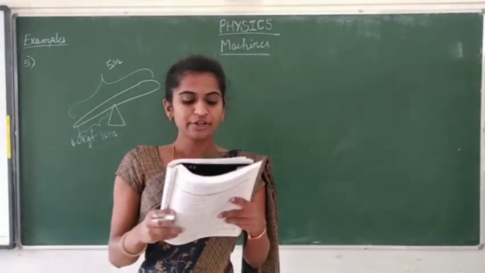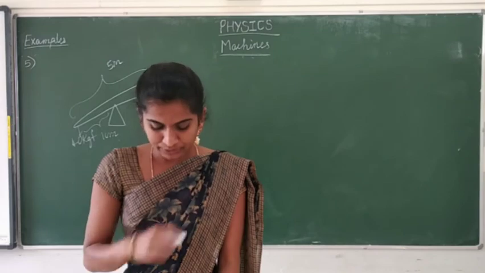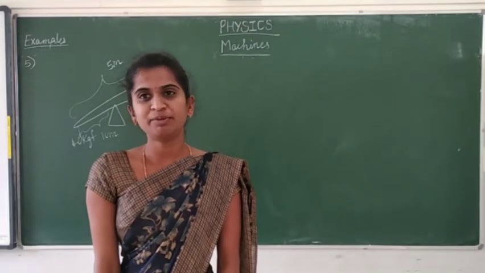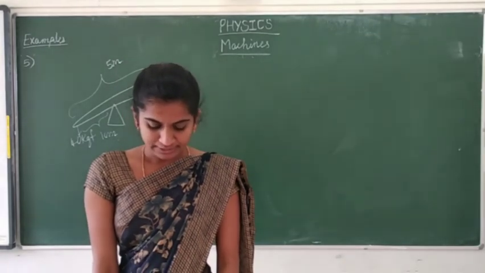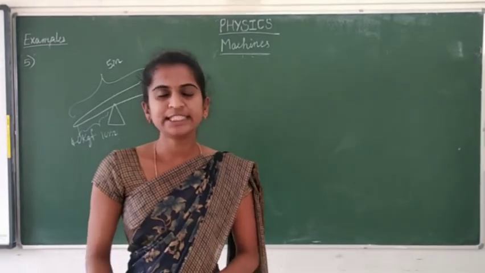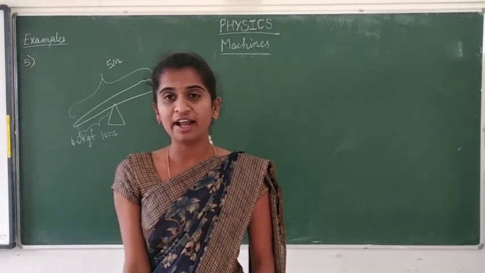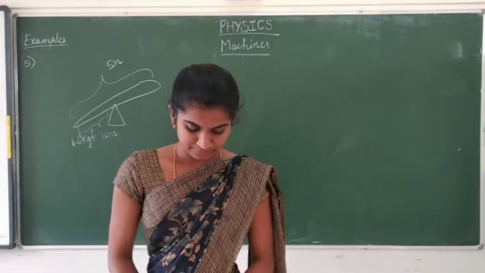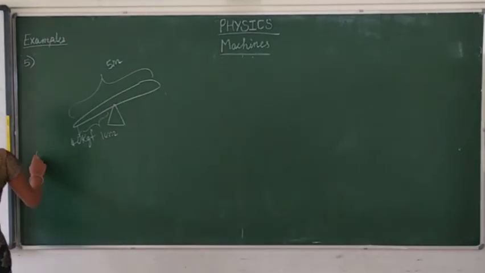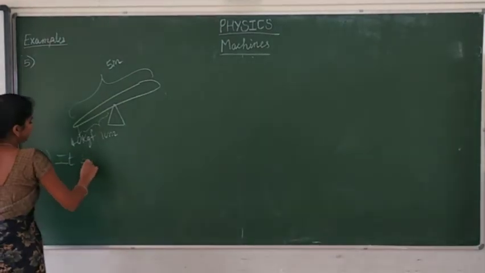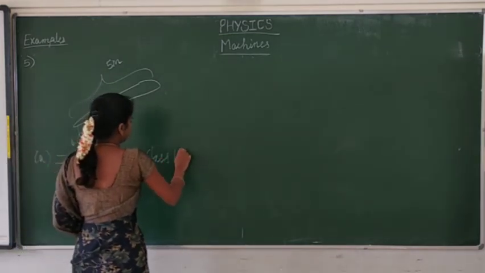First question asks, to which class of lever does it belong? Where will you see the seesaw? In the class 1 lever. The seesaw has a fulcrum here at its center, and the load and effort are at the corners, in between with the fulcrum. It belongs to class 1 lever.